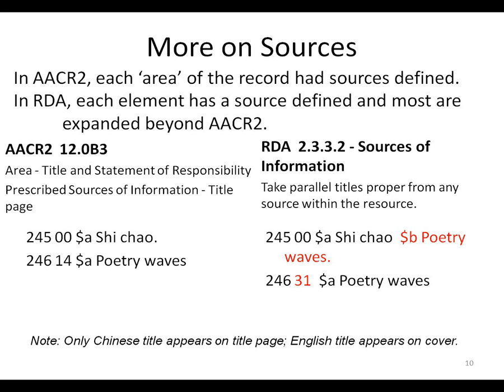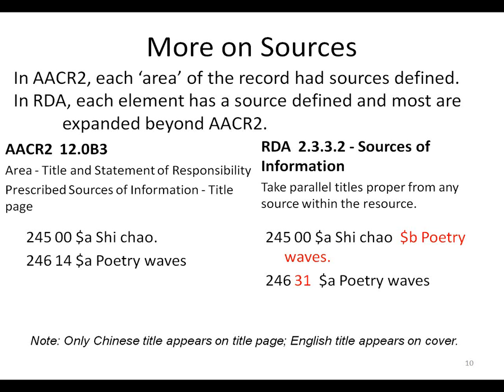So there's one other change that has to do with sources as well, because in AACR2, each area of the record, remember those bibliographic areas, each area of the record had a specific set of sources defined. In RDA, each RDA element has a set of sources defined, and most of them are expanded beyond AACR2. So for example, under AACR2, your title and statement of responsibility area includes a how to transcribe parallel title.